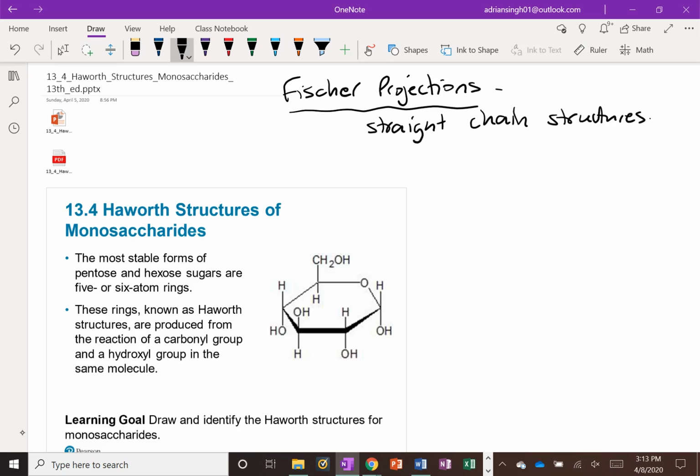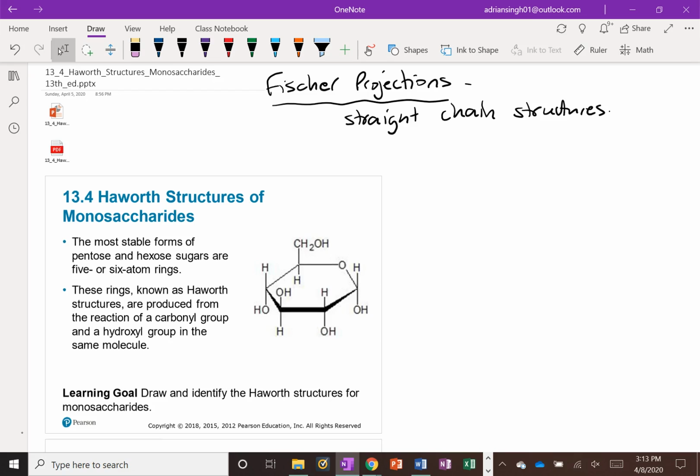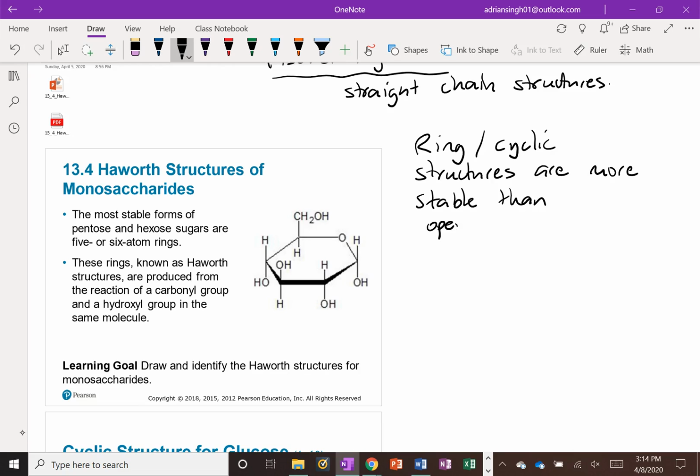So the truth is, when you have a molecule like a sugar that has anywhere from 5, 6, or 7 carbons in it, having a chain is actually less stable than having that chain coil up and close to make a ring structure, right? So ring structures are actually way more stable. So ring or cyclic structures are more stable than the open chains.